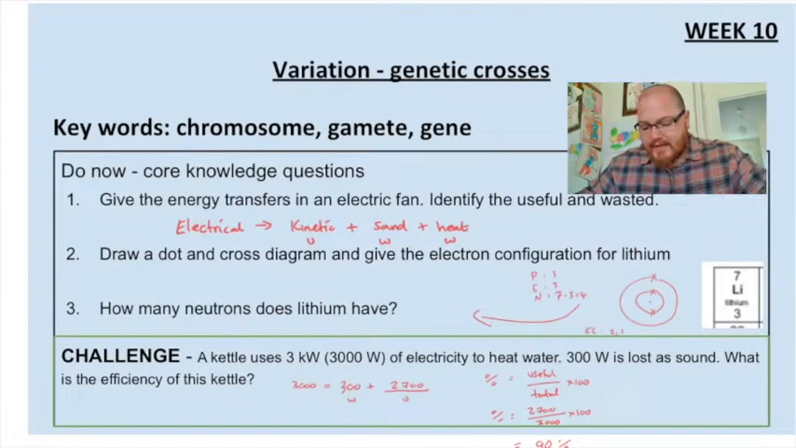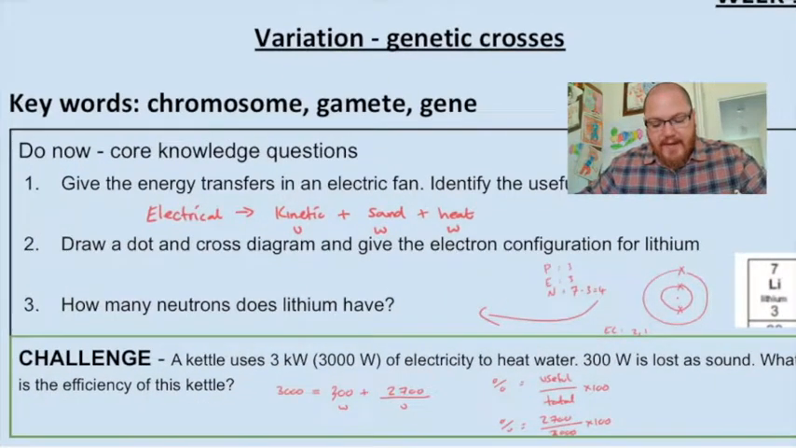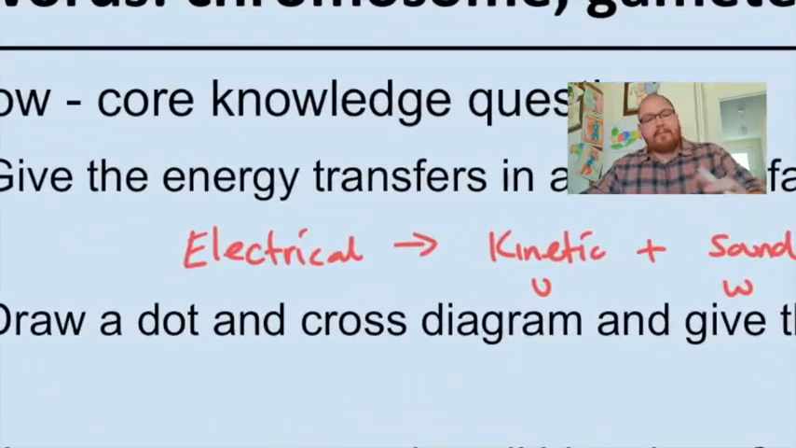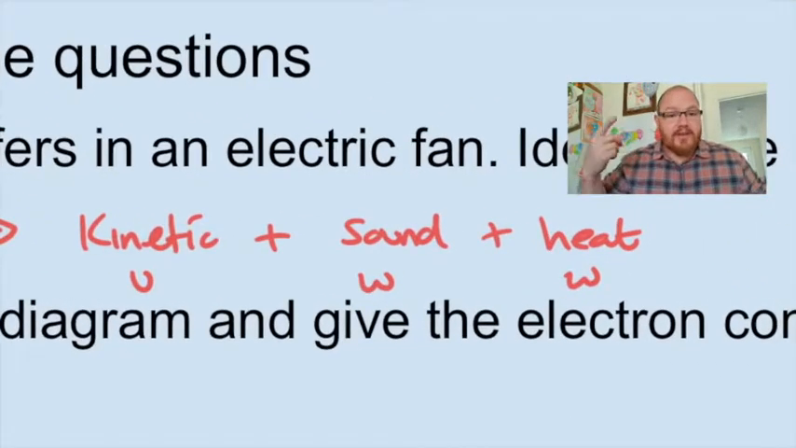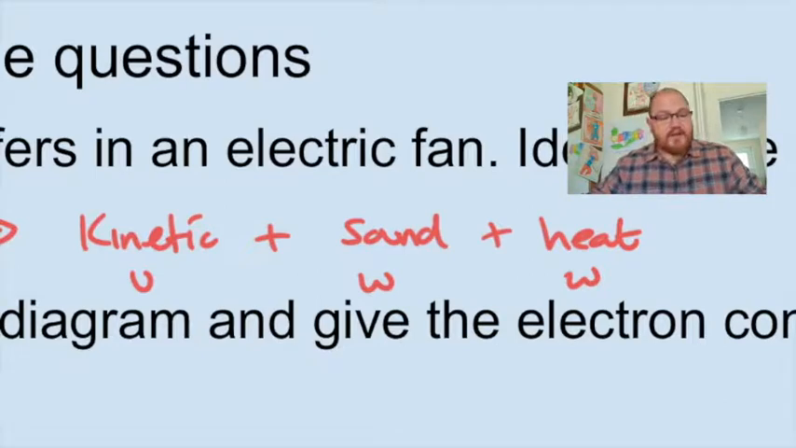So let's see how you did. Give the energy transfers for an electric fan. Identify the useful and the wasted. So if we plug an electric fan in, it's going to be electrical going in, and then kinetic to move the fan blade. That's going to be the useful energy. And then if we move over, you're going to be able to hear the fan. So that's a wasted energy because there's no benefit to that. And then if you leave it on long enough, it's going to start warming up slightly. Heat is wasted energy there.